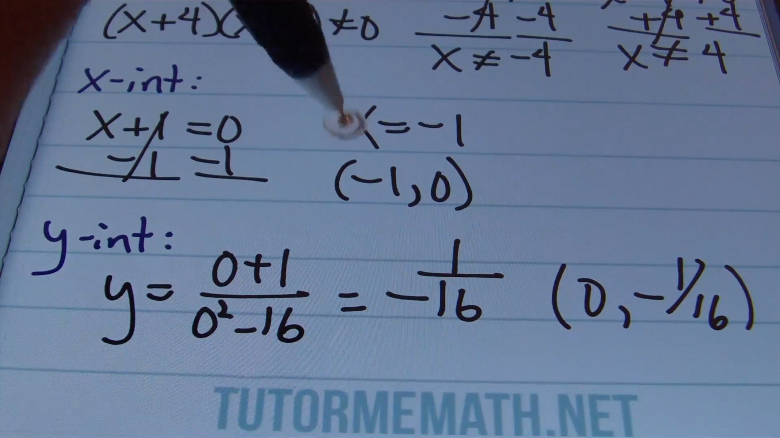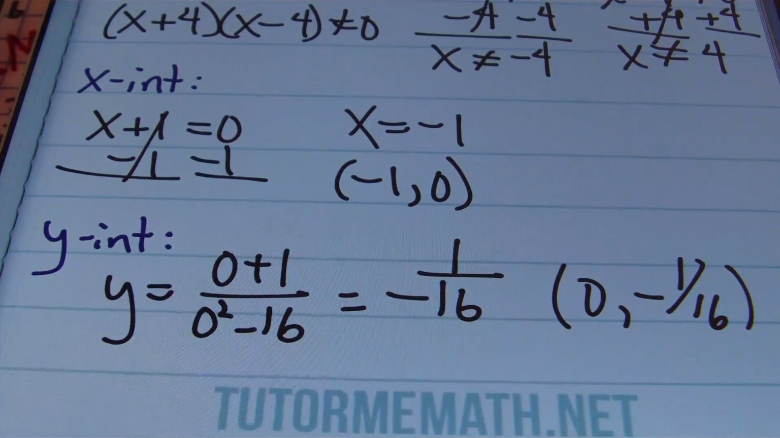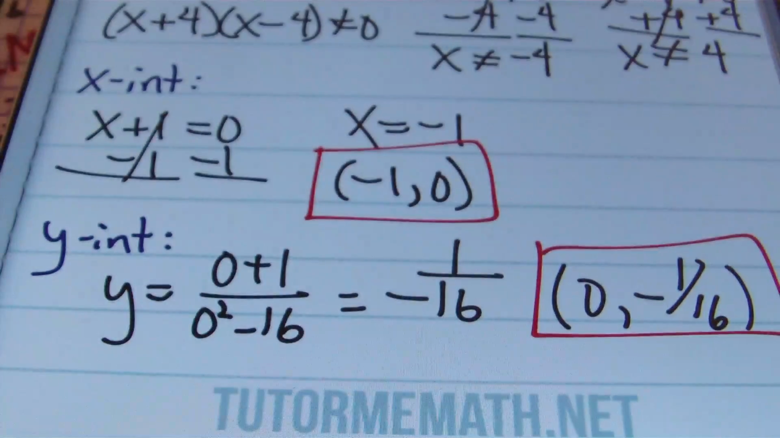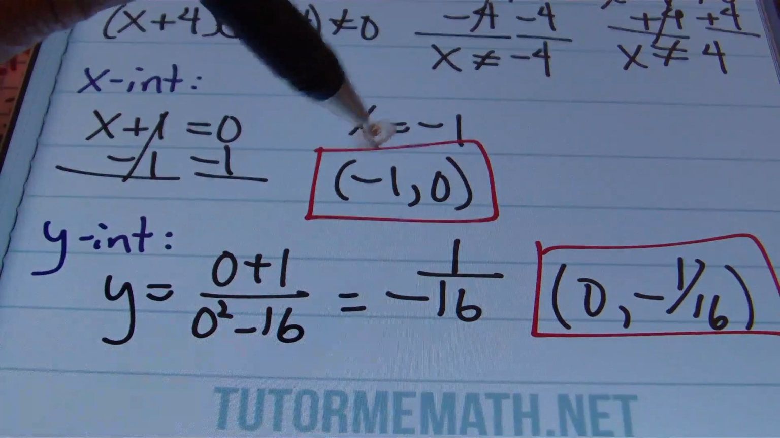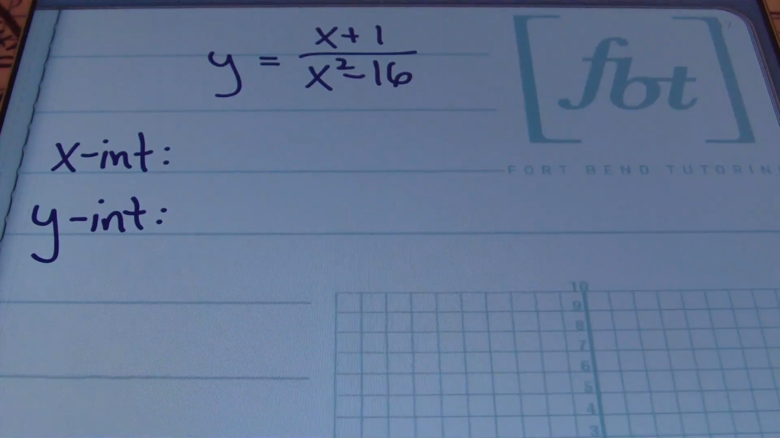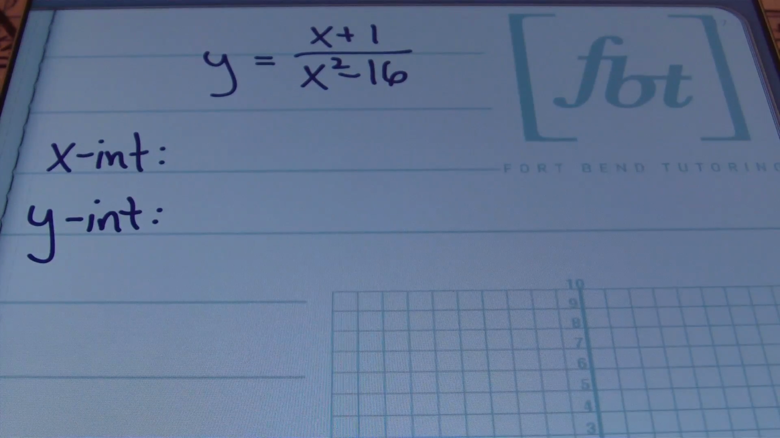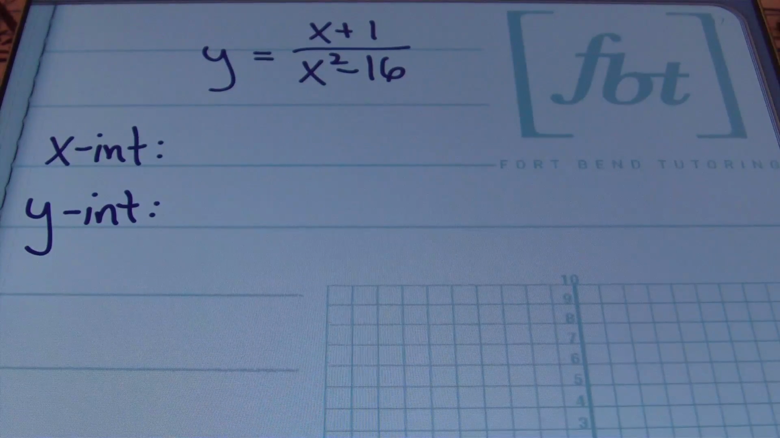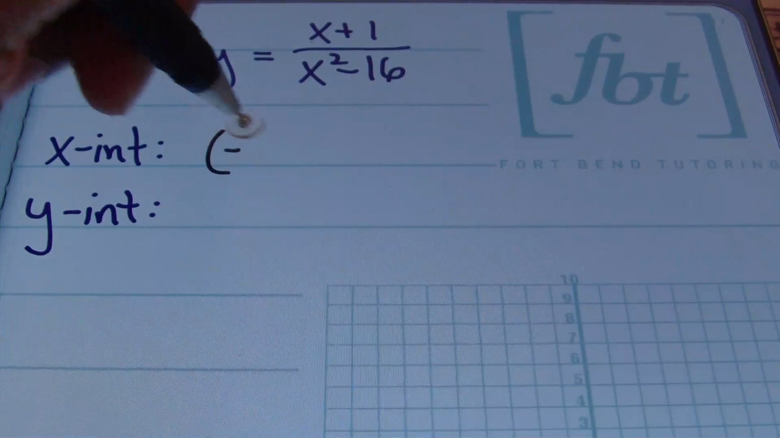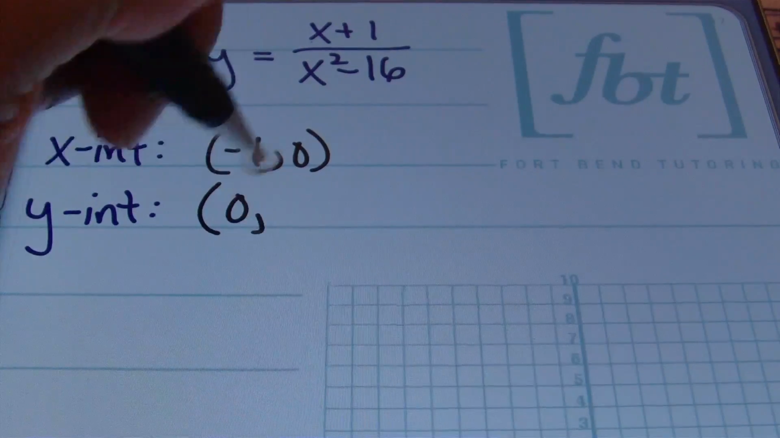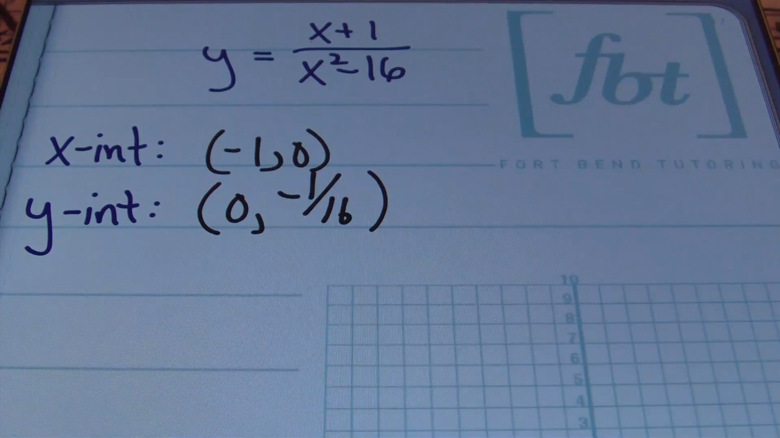So now I'll be placing a red box around my answers, because that's how I get down. Red boxing it. Your x-intercept and your y-intercept, let's graph it. Okay, all right. Line it up. Center it. Good. We found that our x-intercept is going to be at negative 1, 0. And we found out that the y-intercept is going to be at 0, negative 1/16.